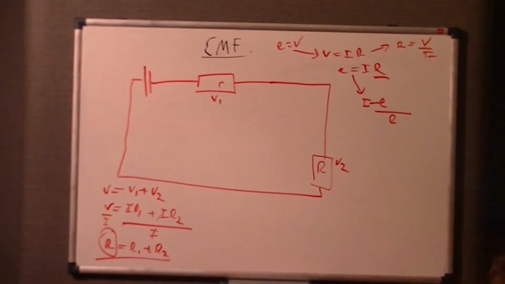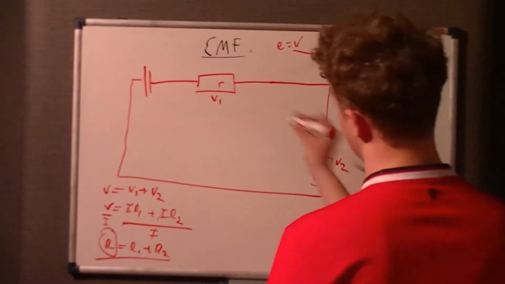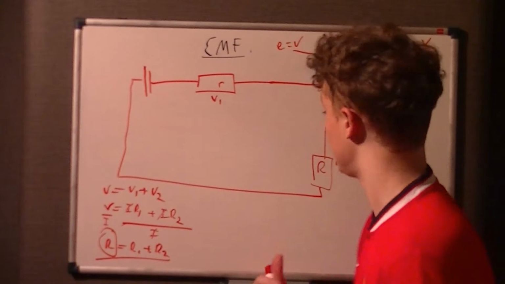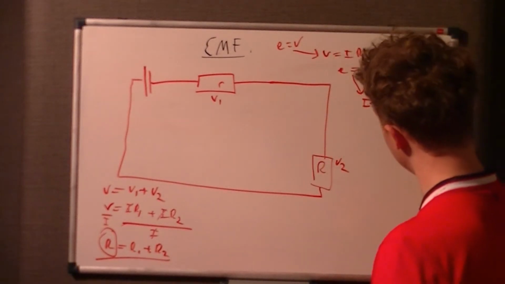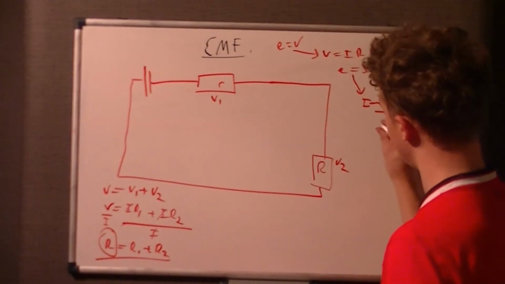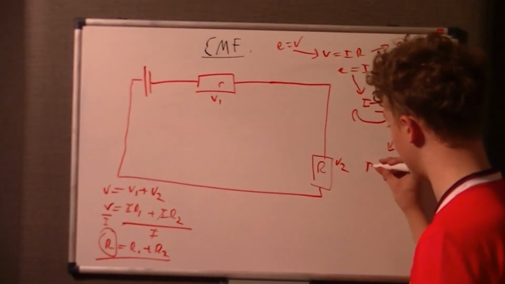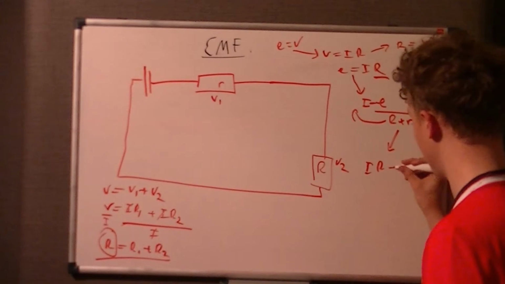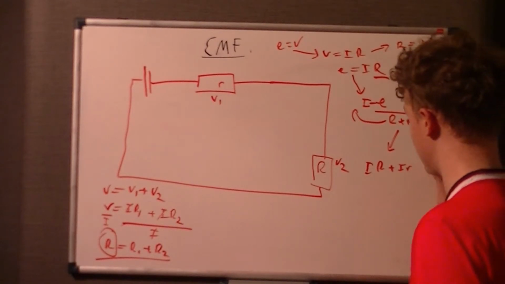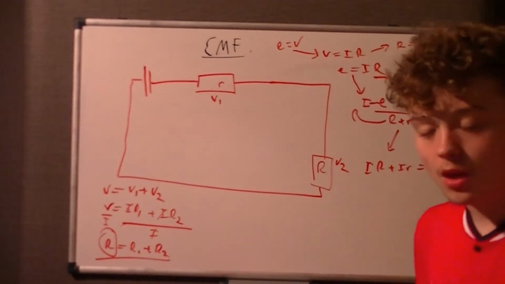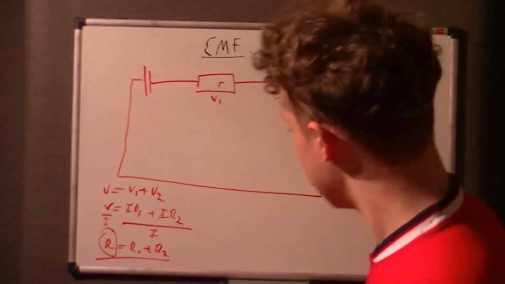Am I going down the right lines here? Yeah, so we could put R plus r, where small r is the internal resistance. And then we can expand this, so move that over to that side by multiplying both sides. So that becomes, when we expand it, IR plus Ir, small r, equals electromotive force. Now there's a couple of things we can do with that.